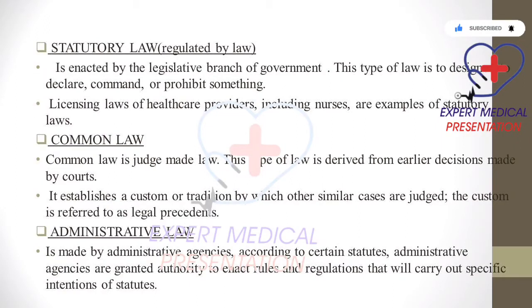Common law. Common law is judge-made law. This type of law is derived from earlier decisions made by courts. It establishes a custom or tradition by which other similar cases are judged. The custom is referred to as legal precedents.